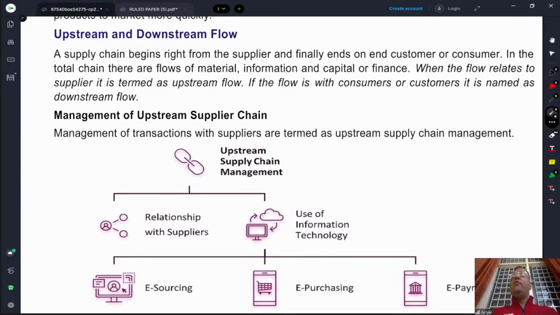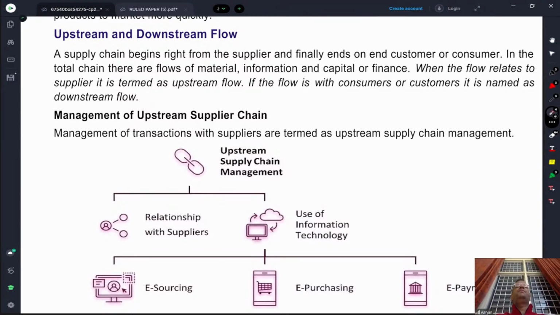Please write down, beta, in your copy. It's very, very important. Give the heading upstream and downstream flow. A very important point. Write down the very first point. The following are the three flows in supply chain management. Flow can be inflow, outflow, both. Write down the first point, beta. Under the first point, you have to give all the headings.